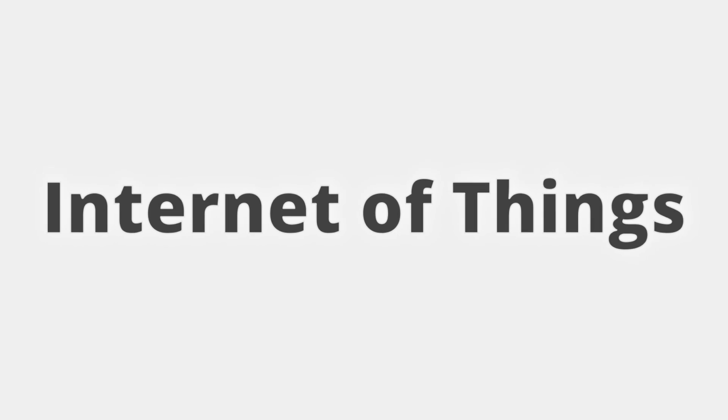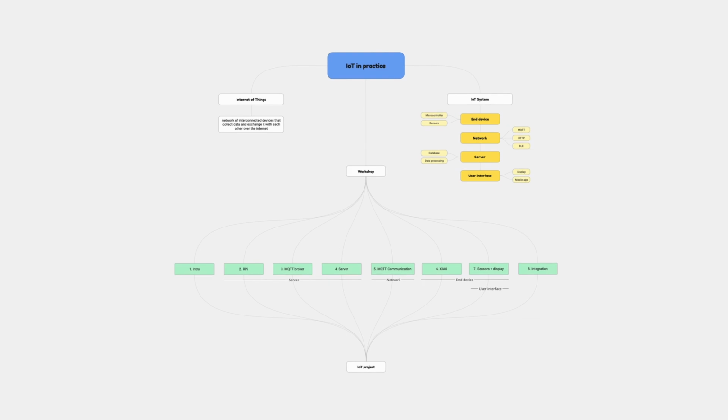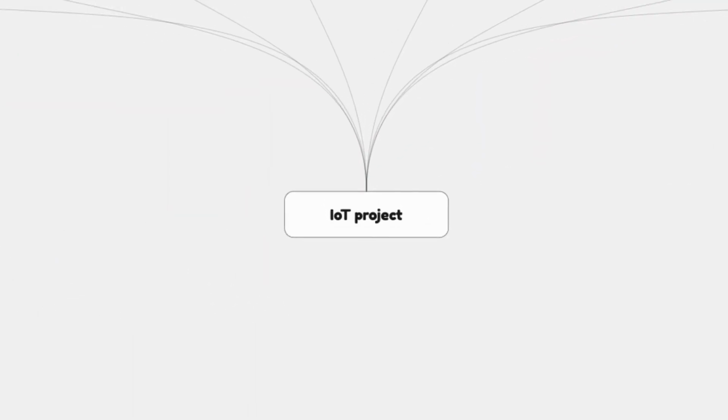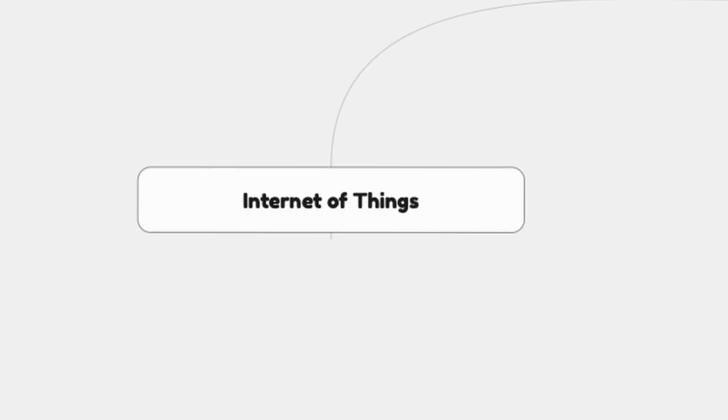Welcome to the first video in the IoT in Practice workshop. This is a mini-series introducing you to the world of the Internet of Things, during which we will be completing a project for a full IoT system. But what exactly is the Internet of Things? Let me give you an example.